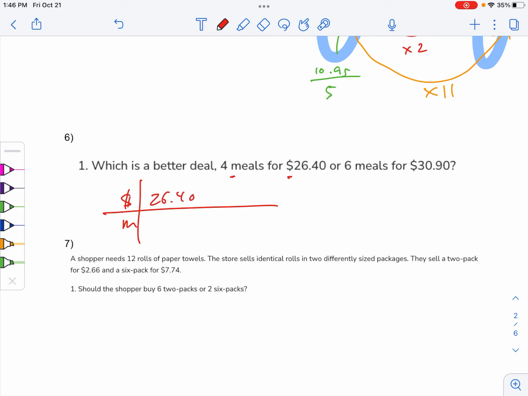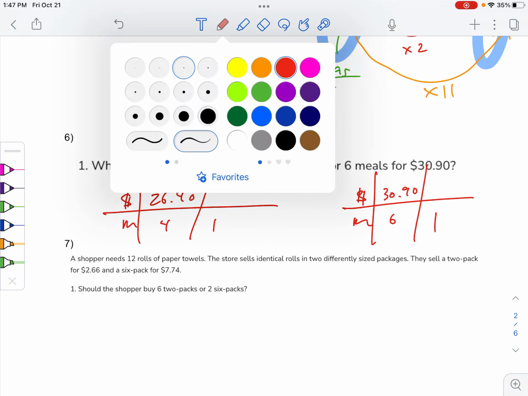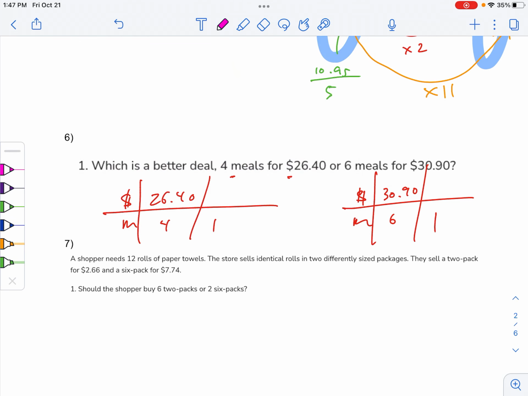26.40 divided by 4. So I'm going to get per 1 on that one. I'm going to set this other one up too. Meals. So 30.90 for 6 meals, and I want per 1. So if I just do some division here, this guy right here, $26.40 divided by 4, I'm going to get per 1, which is $6.60. For this one right here, I'm going to take $30.90 and divide it by 6. And if I do that, I get $5.15. So the question is which one is a better deal?